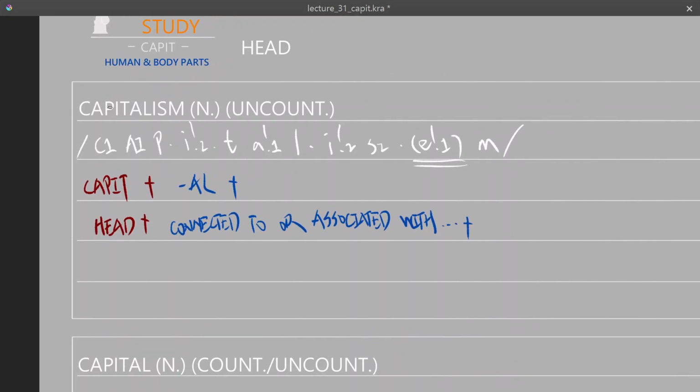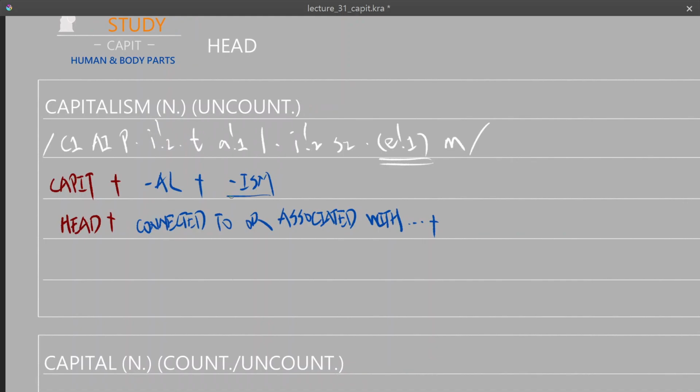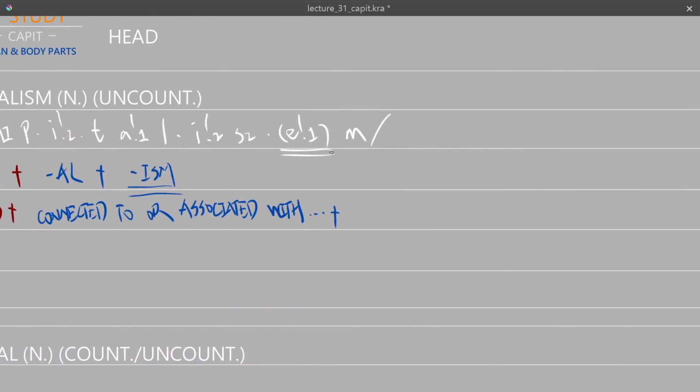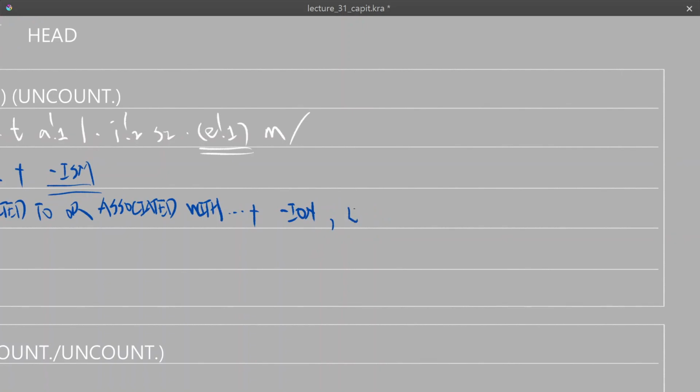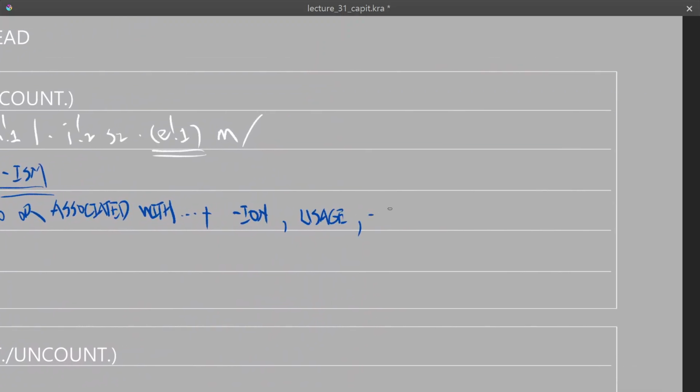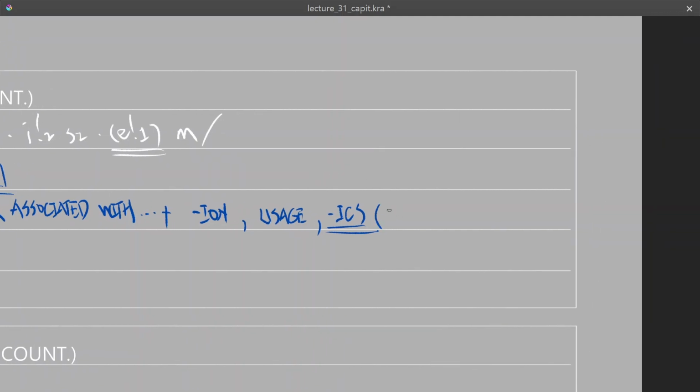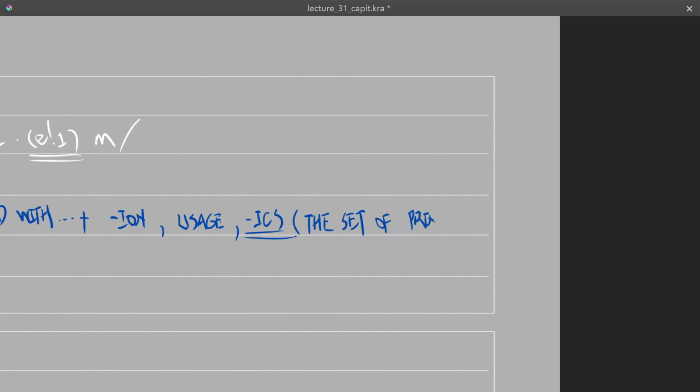Alright, and lastly we have ISM, the noun suffix ISM. And this suffix has many meanings. It could be used the same as ION, in state, condition, process, or result. It could also mean usage. Or it could also mean a set or a body of principles or knowledge. Now, let me write down the set of, or the body of, principles or knowledge.